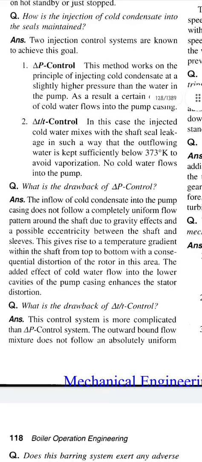The next question: what is the drawback of delta P control? The inflow of cold condensate into the pump casing does not follow a completely uniform flow pattern around the shaft due to gravity effects and a possible eccentricity between the shaft and sleeves. This gives rise to a temperature gradient within the shaft from top to bottom, with a consequential distortion of the rotor in this area. The added effect of cold water flow into the lower cavities of the pump casing enhances the stator distortion.